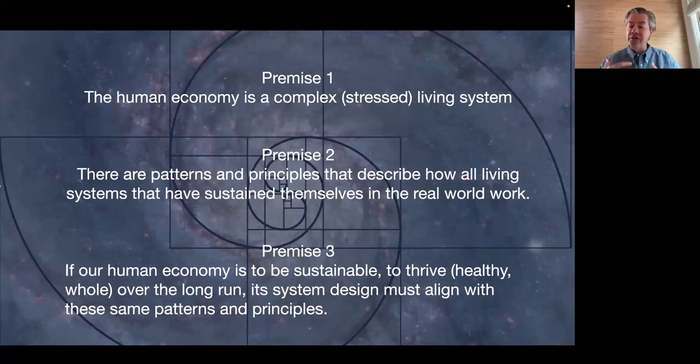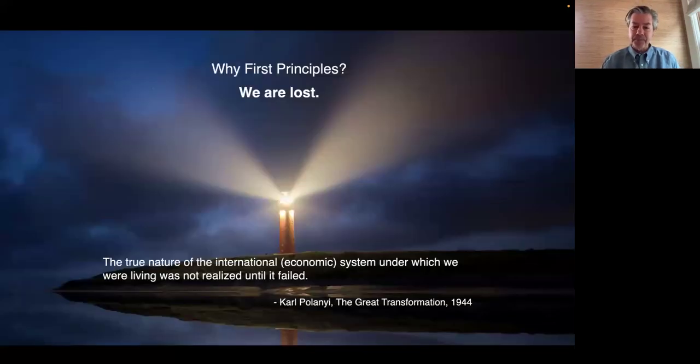The challenge is how to describe them using linear language, but it is accepted science that there are patterns and principles that describe how living systems work. And the third premise then is that if our human economy is to be sustainable and thrive over the long run, it too will need to have a system design that aligns with these same patterns and principles.